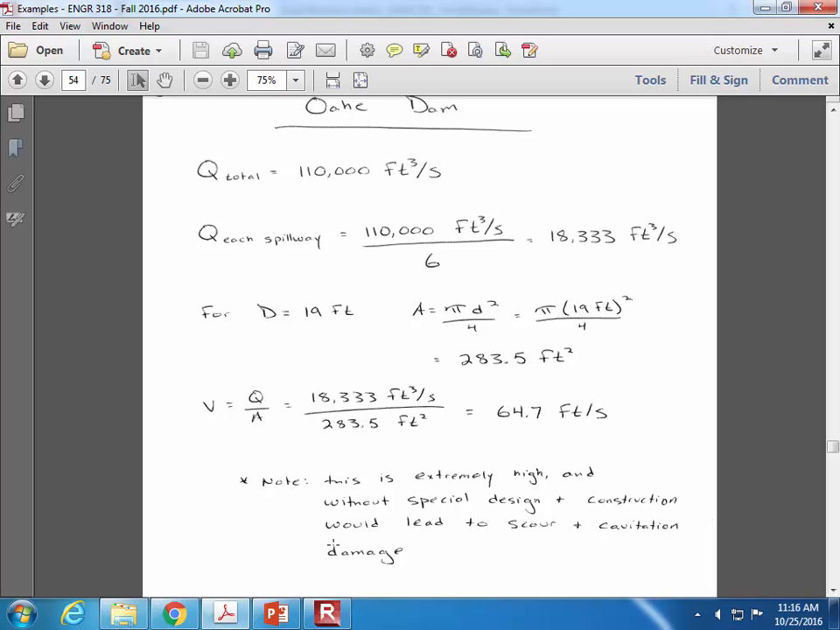So the flow rate through each spillway is going to be 18,333, and the diameter is 19 feet, which still doesn't make sense to me. When you see those pictures, they don't look like they're 19 feet, but I looked it up. They're 19 feet. Then we can get the cross-sectional area, and the velocity should be 64.7 feet per second. That's a really high velocity.